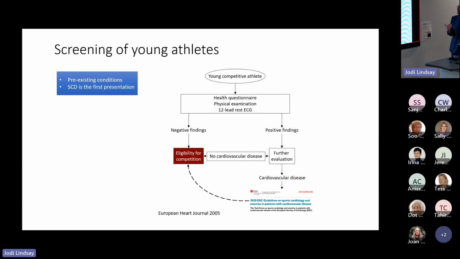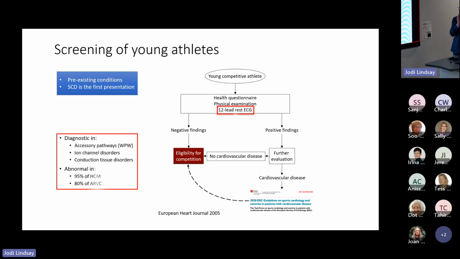So in the context of sudden cardiac death being the first presentation of a pre-existing condition, that's where cardiac screening comes into play. Now, the protocol that is usually recommended started from young competitive athletes, but here in the United Kingdom, we extend it to young individuals, irrespective of athletic activity. It is a health questionnaire to assess symptoms and family history, physical examination, and the key being the 12-lead ECG. In our screening program, we rely predominantly on the health questionnaire and the 12-lead ECG.